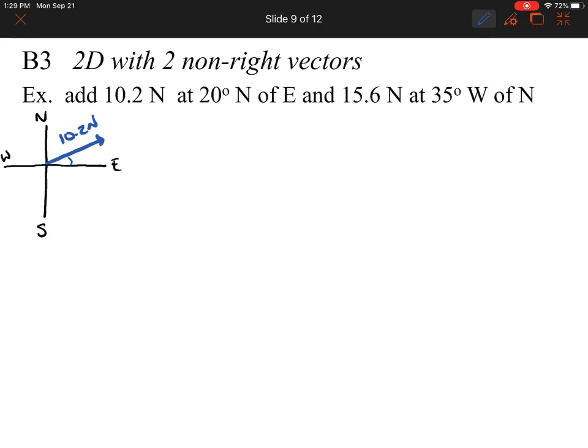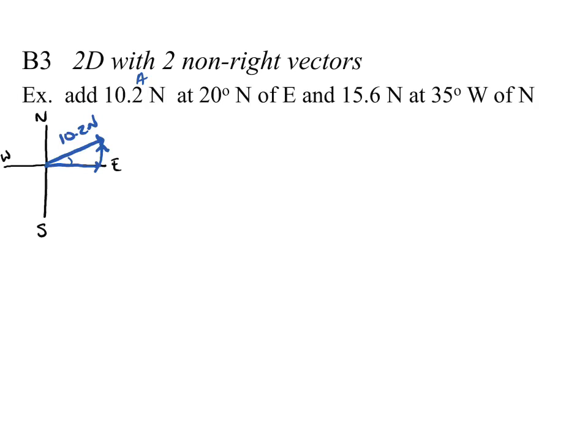The reason I want to do that is because then I can find the x and y components of this vector. It's going to be so important that we can break stuff down into x and y. So I'm going to call this vector A, and so I want, of course, A x and A y, and that'll really help me figure out what's going on when I have another vector that's not at a right angle. Okay, so let's look at the next one.